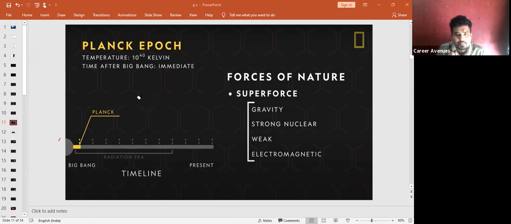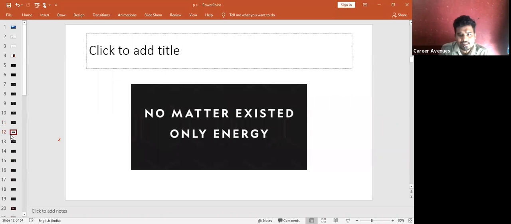Now at the Planck epoch, there is no force at all. There's nothing like gravity, strong nuclear force, weak nuclear force, electromagnetic force. Nothing is there. We have certain radiation, that's it. And space is forming. Time is forming. At this point of time, only energy is present. No matter existed. Energy is there, but in the form of radiation. There is no force.